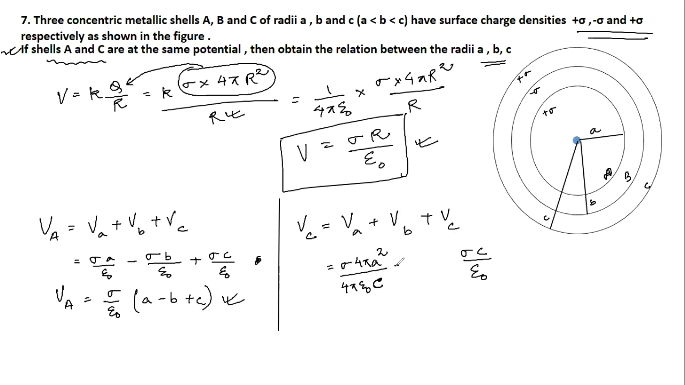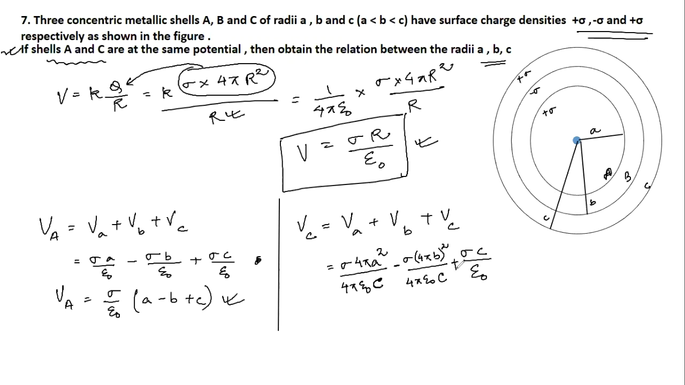Okay. A similar process we will do for this shell B. Now this shell B has minus sigma charge. So when we find out our charge value, we multiply with the surface area of the shell B, which is nothing but 4 pi B square, divided by 4 pi epsilon naught, right? And then again we write C here because again we are finding the potential at shell C. So that is why this distance C is coming.